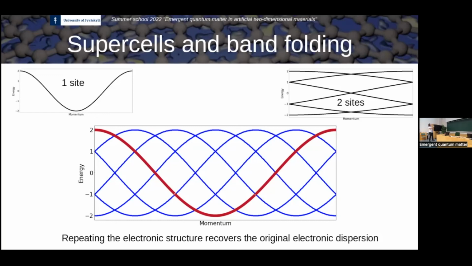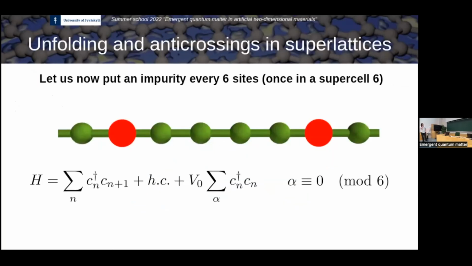So now we know how to read the original electronic structure from the electronic structure of a supercell. So now what we are going to do is break the translational symmetry of our unit cell. And the way in which we can break this translational symmetry is by adding a certain superpotential. In particular, let's just add a certain lattice of impurities. So we add an impurity at this point, we add an impurity 6 lattice constants away, then another one 6 lattice constants away, and so forth. So we essentially create a superlattice on top of our original crystal.